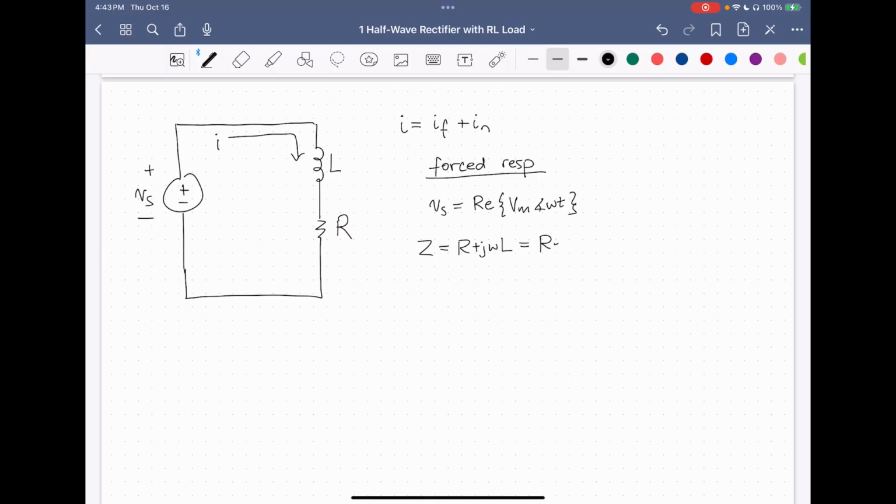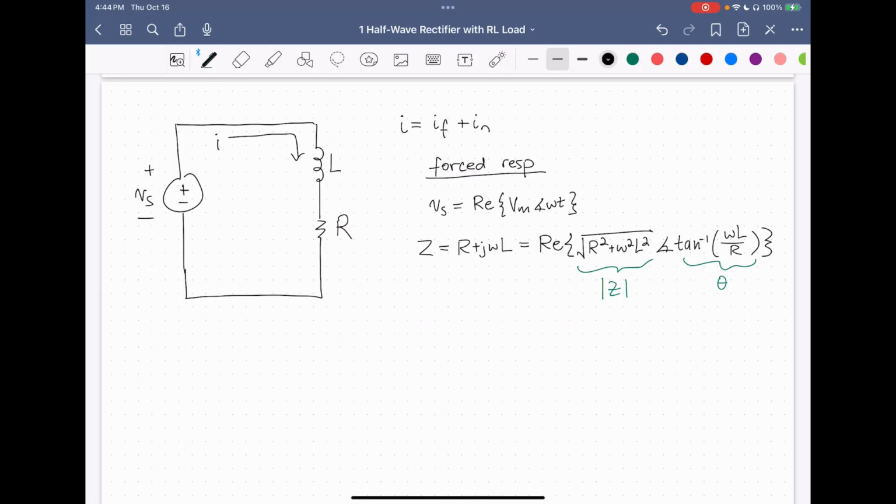And this is going to be equal to the real part of the phasor of the impedance. Now the impedance phasor is going to have a magnitude of the square root of R squared plus omega squared L squared. This is the distance of this complex value from the origin. And the angle is going to be equal to the arctangent of omega L over R. So now let's call this magnitude of Z, and let's call this angle of Z theta.